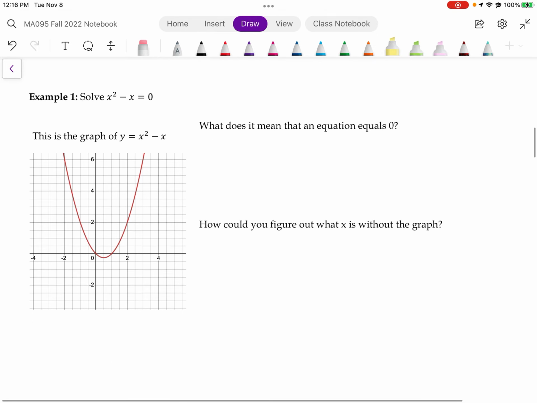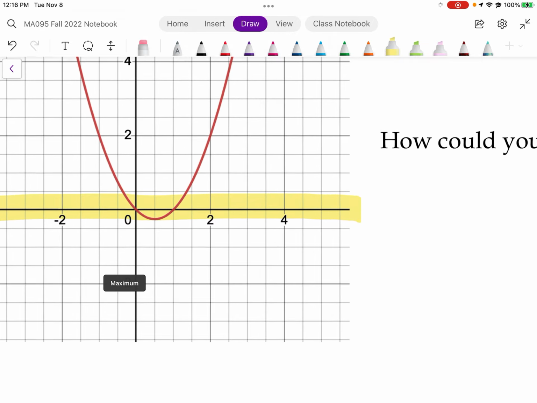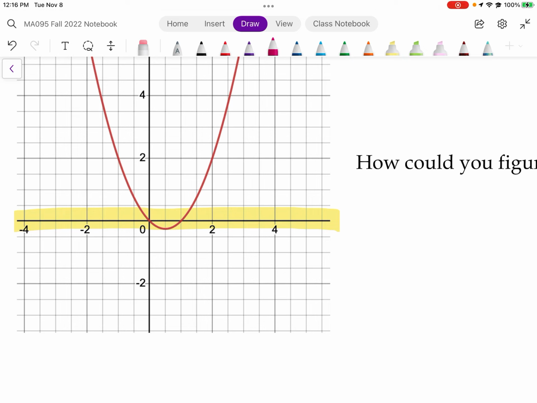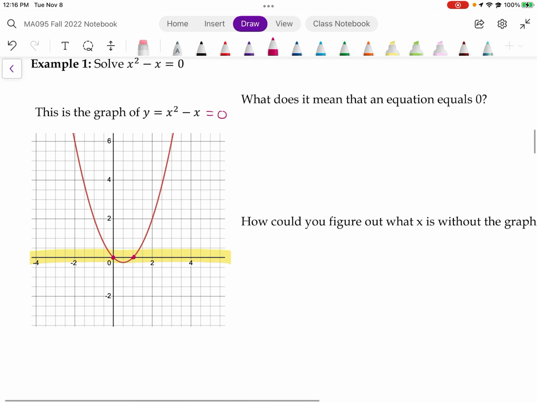So let's start by doing this graphically. So solve x squared minus x equals 0. So this is the graph of y equals x squared minus x. So since we're saying to solve it when it equals 0, what we're saying is solve it when it crosses the x-axis. So where are the places that it crosses the x-axis? And that is here and here. So the solutions to this equation is x equals 0 and x equals 1.